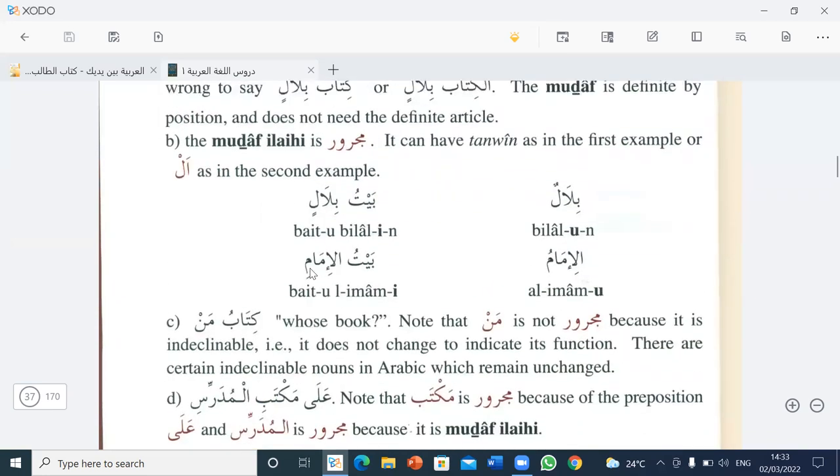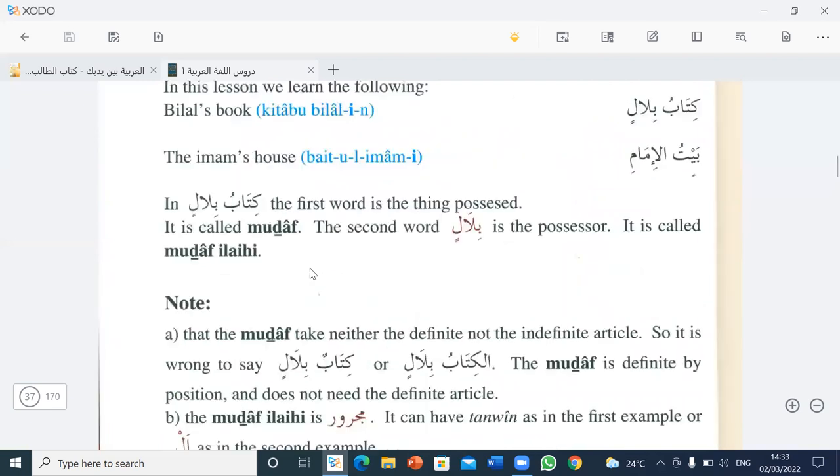Imami. So imami. What is mudaf? Is the thing that is possessed. The thing possessed. Possessed. Okay. Mudaf ilayh. Teacher, possessed. Can I say the mudaf is an object? Yeah. It's an object. Mudaf.